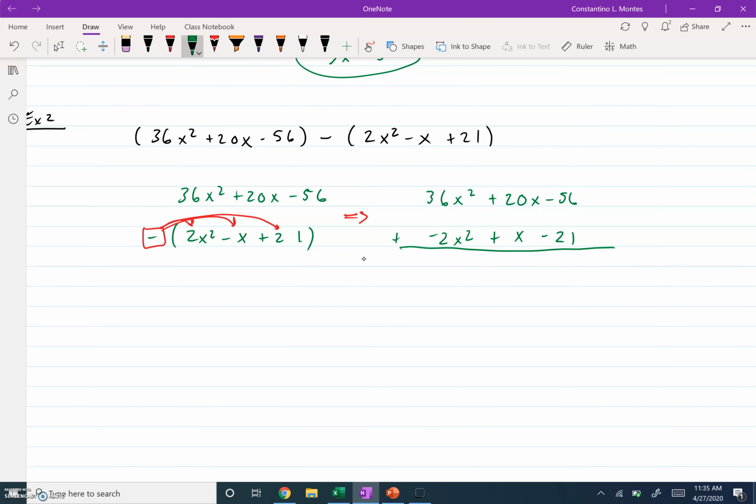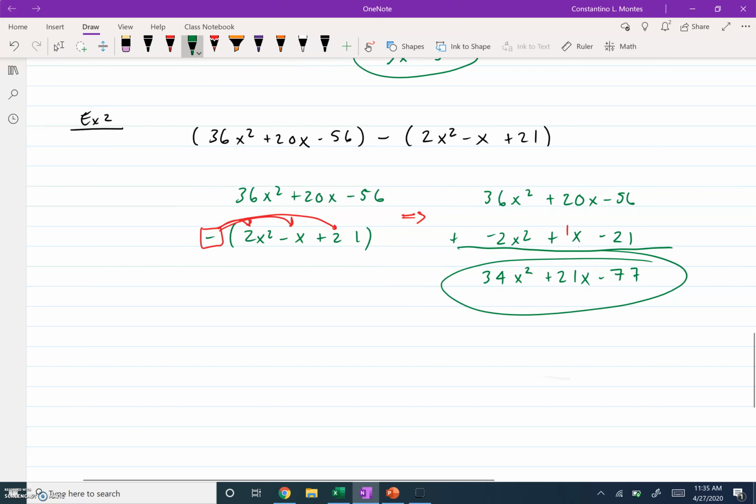So 36x squared minus 2x squared is 34x squared. 20x plus x. Now remember, it's like I'm adding 1x, right? Coefficient of x is 1. So this is plus 21x. Negative 56 minus 21 is going to be negative 77. And I am done. After subtracting these two polynomials, I end up with 34x squared plus 21x minus 77.